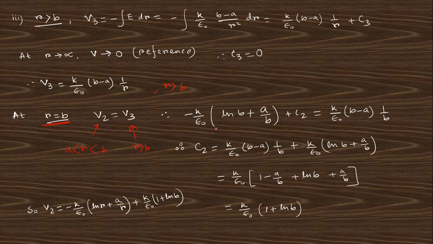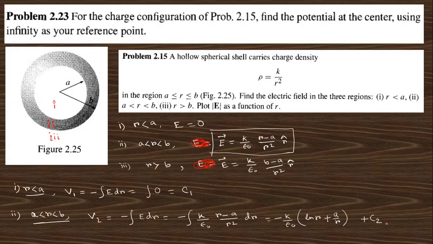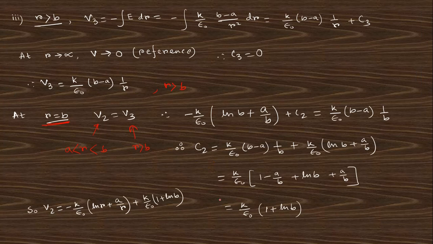So using this condition at r equals b, these two are equal, you will get the value of c2. You put this value into the v2 expression, where c2 is obtained here. If you put in the value, this is v2, the potential within that region.